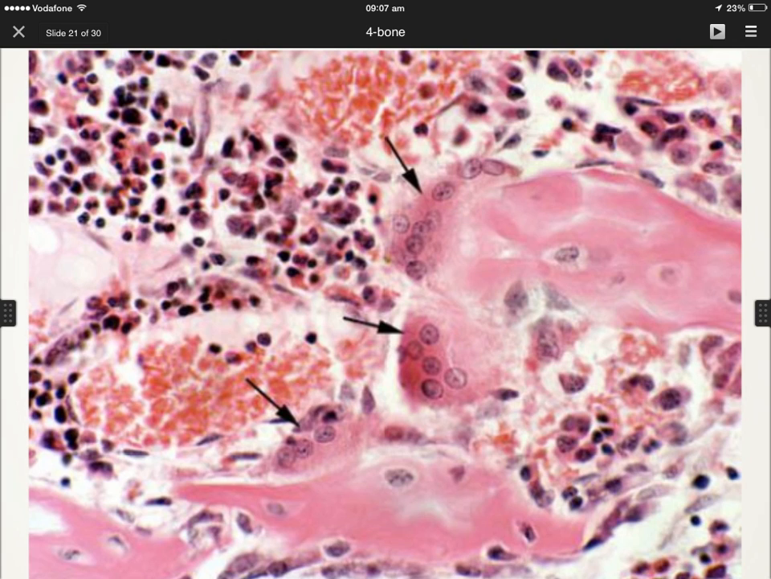Another nice picture of 3 osteoclasts. Here, multiple nuclei, acidophilic cytoplasm, and they are present on the surface of the bone, lining the bone marrow cavity. Inside the bony trabeculae, we have the osteocytes, and here we have a blood vessel in the bone marrow cavity and hemopoietic cells in the bone marrow cavity.